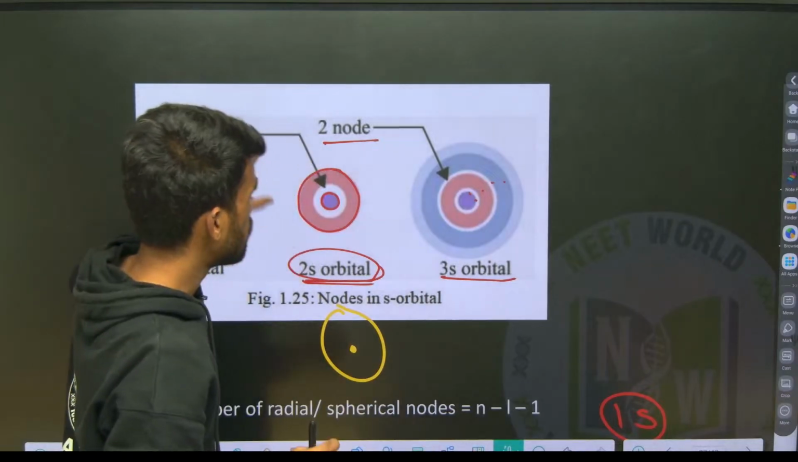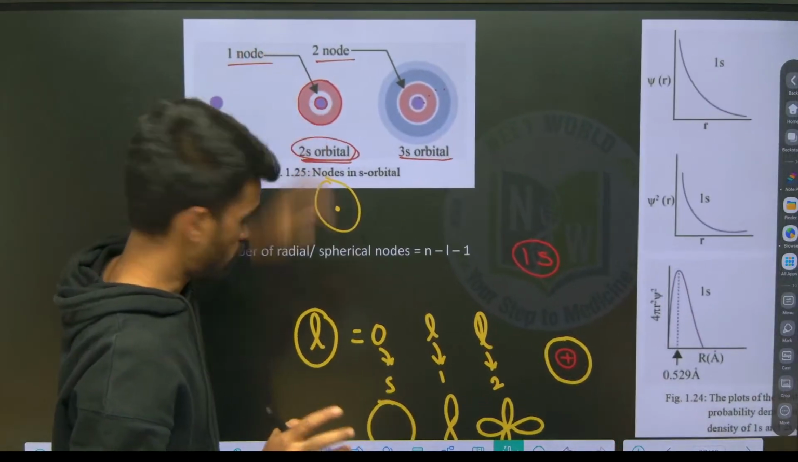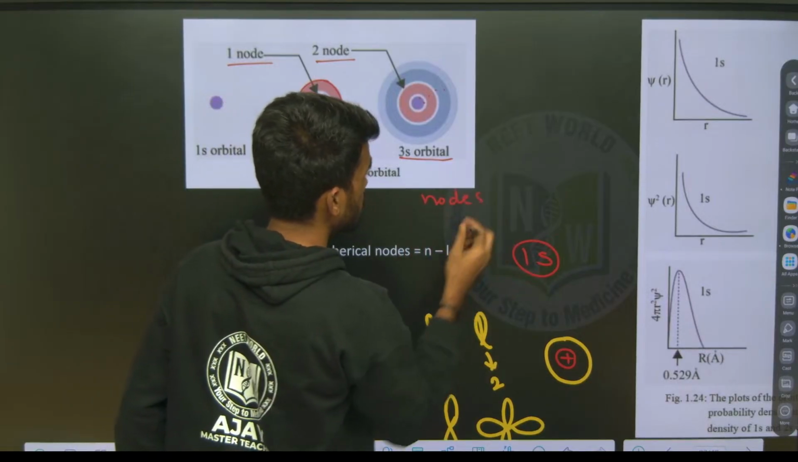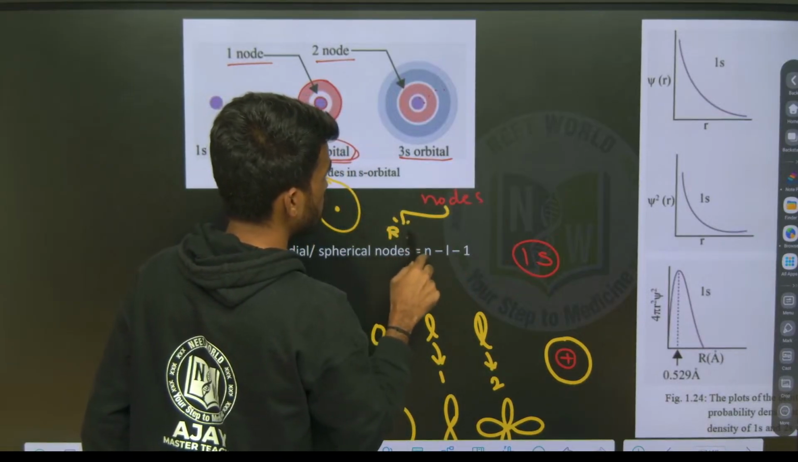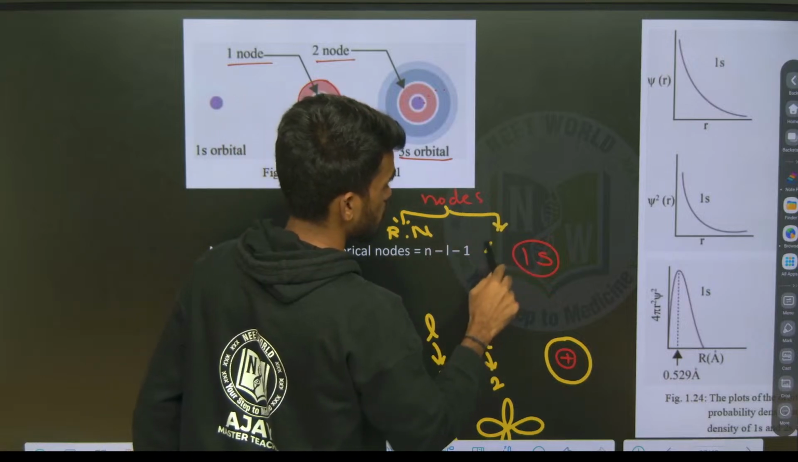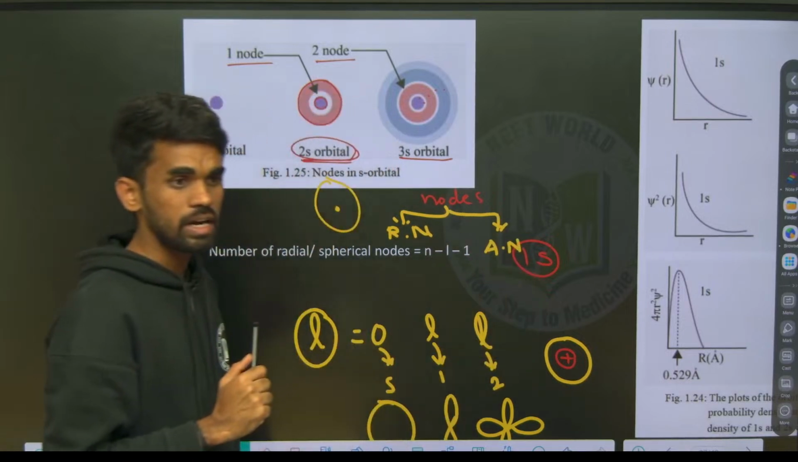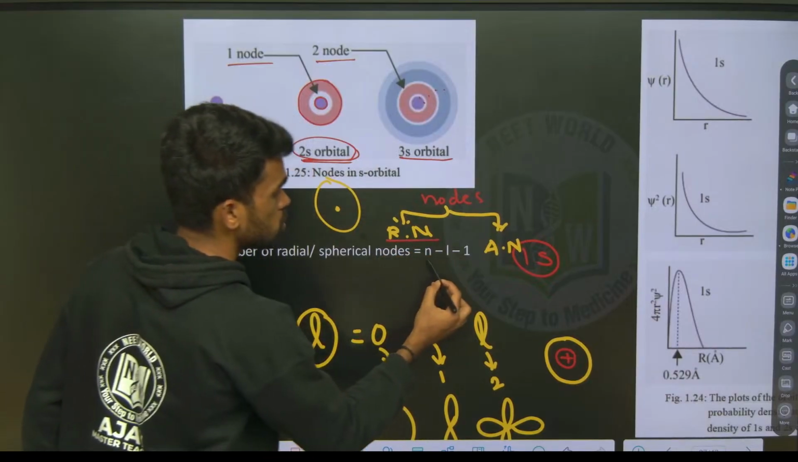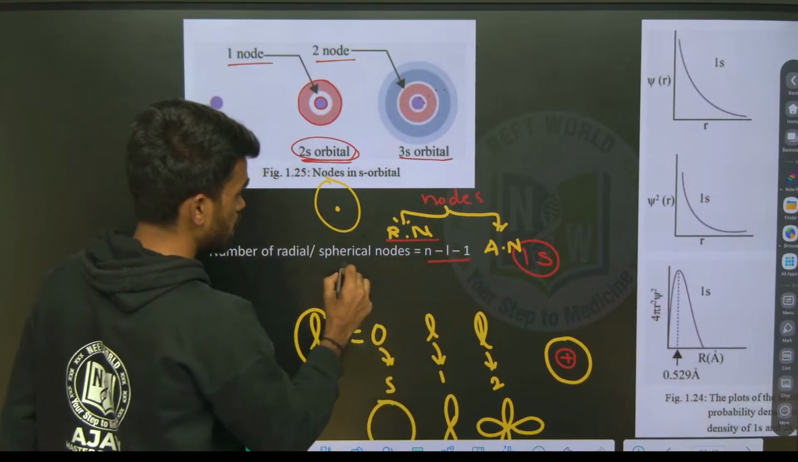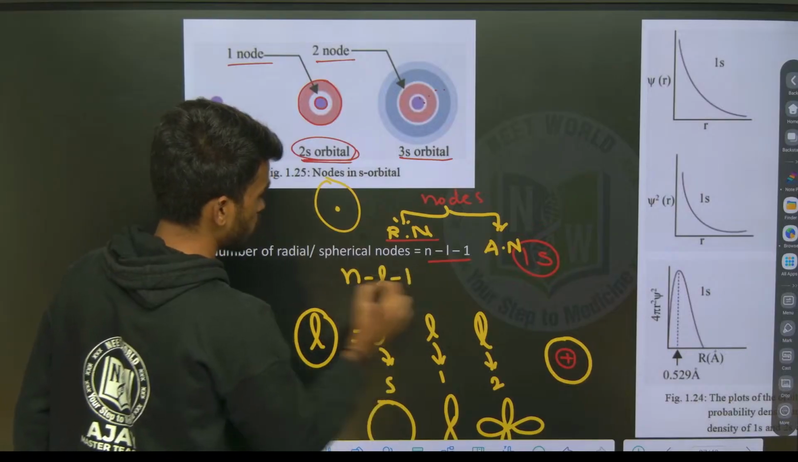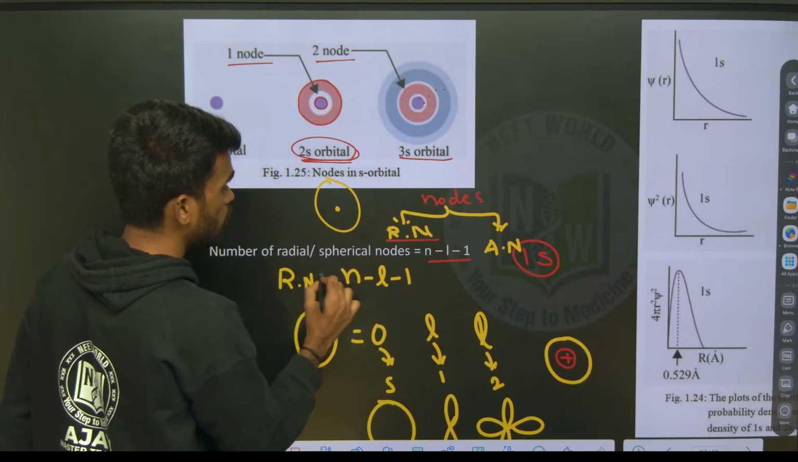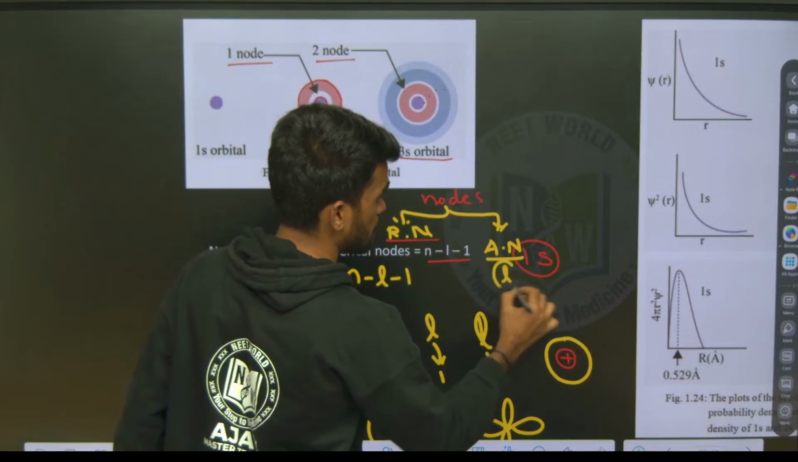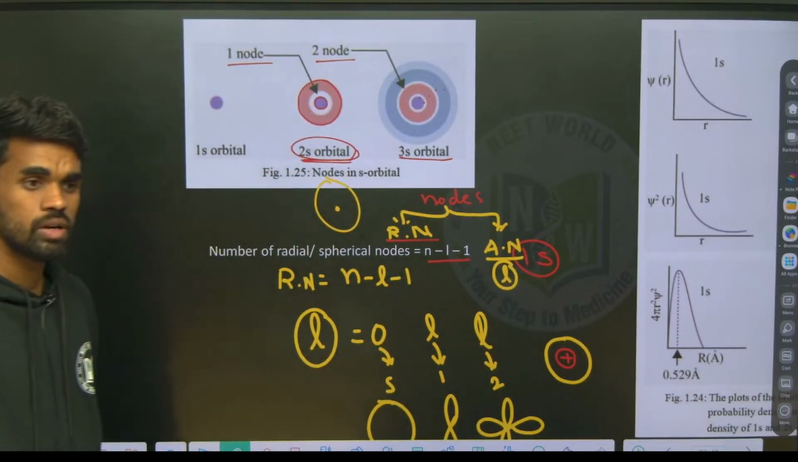Okay, so now we have two types of nodes. One is radial node and the other one is angular node. In order to find radial nodes, you just use this formula using quantum numbers. n minus l minus 1 gives the number of radial nodes. And angular nodes, just use l. Angular nodes are equal to l.